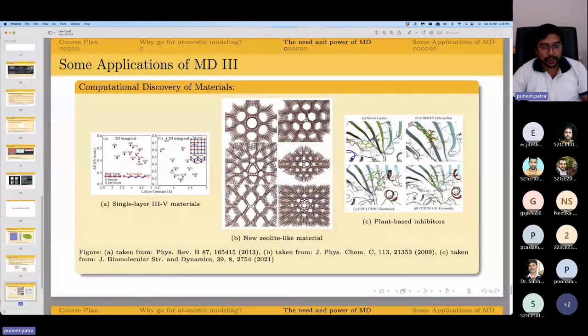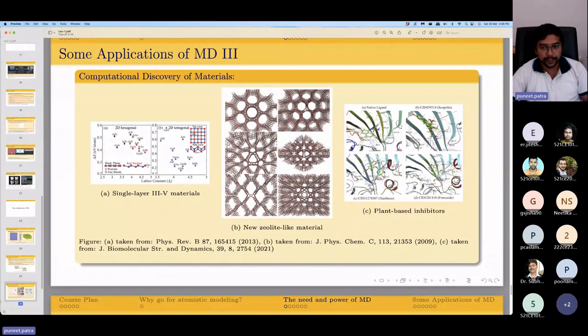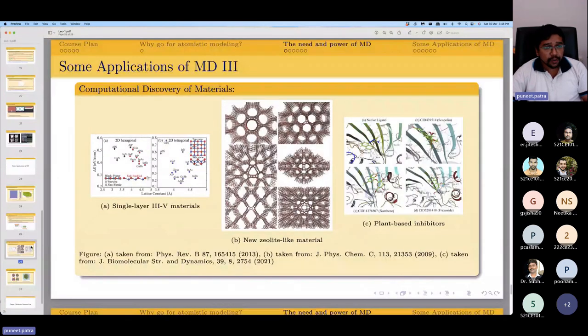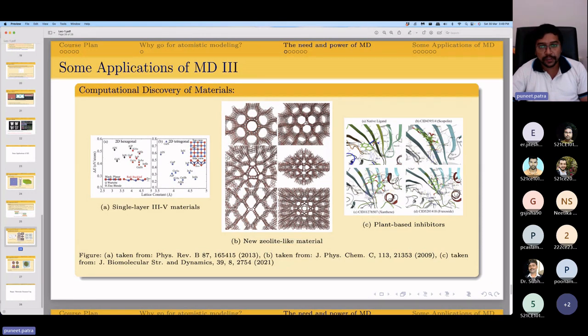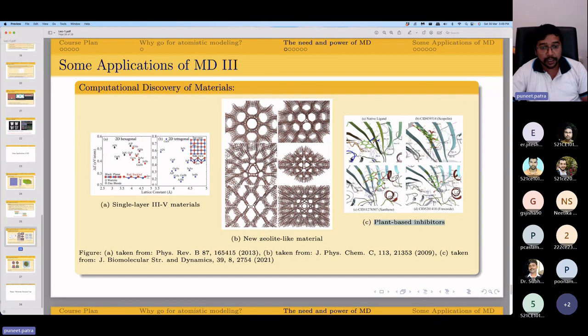The last slide which I want to show in this domain is the computational discovery of materials. So you can see over here what are known as the single layer 3-5 materials, and the existence of all these two-dimensional materials has been proposed using molecular dynamics. There is a new zeolite-like material. Zeolite is typically used for water purification. They have been developed using molecular dynamics first, and then later on it was developed at the laboratory stage.